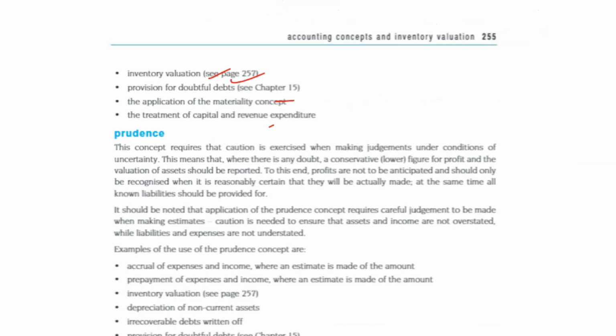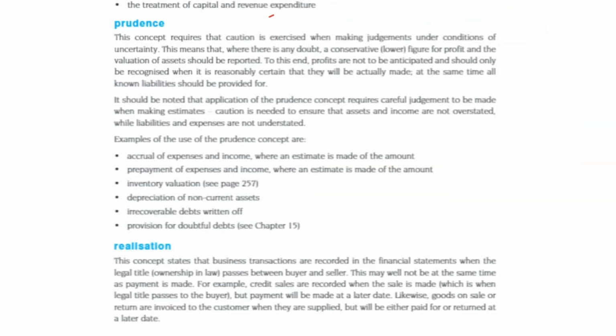The prudence, taking a conservative view or pessimistic view towards your FS. Lowering the assets, lowering the profit, not to show your assets higher, not to show your profits higher. Like for example, inventory. Later in this chapter, we're going to do inventory valuation. Inventory should be taken at the lower of cost and net realizable value. So being prudent is good.